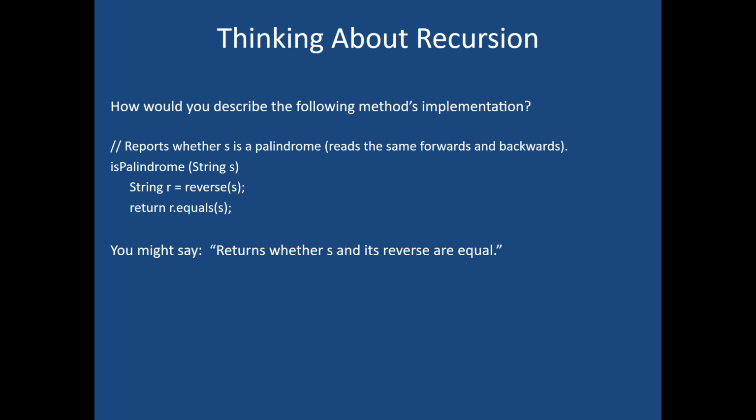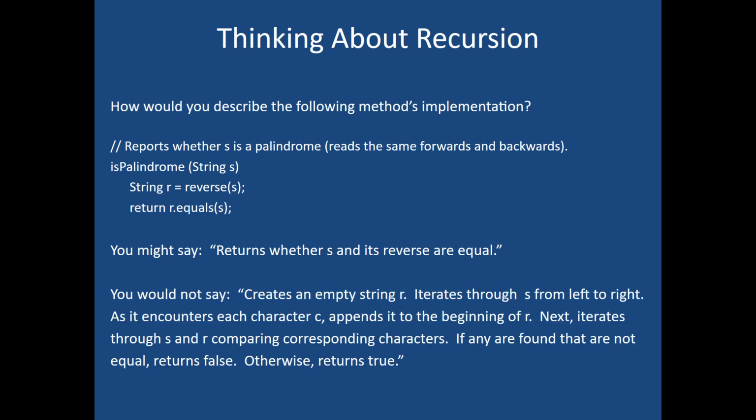In particular, though, you would never say this. You wouldn't say, okay, this creates an empty string R. It iterates through S from left to right as it encounters each character C and appends it at the beginning of R. Next, it iterates through S and R, comparing corresponding characters. If any are found that are not equal, returns false, otherwise returns true. What's wrong with that description? Yeah, it's too verbose, too detailed, too low level.